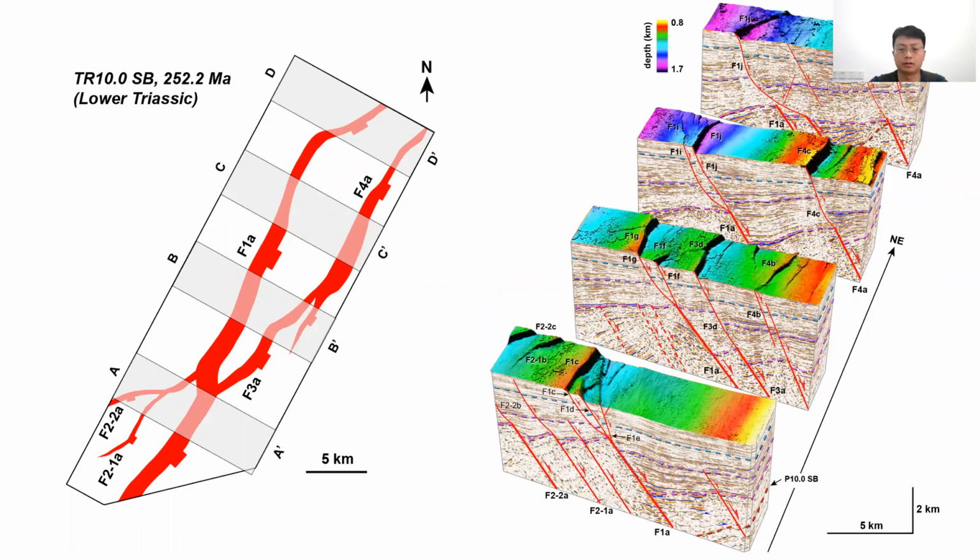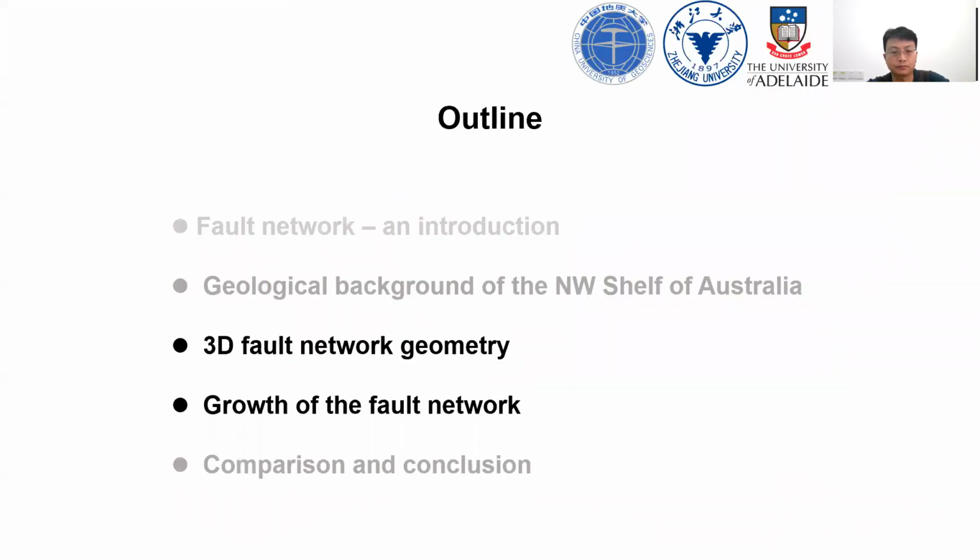Using a 3D geobody, we can see the cross section of the faults and the map view of the faults as well, and it shows the planar normal faults that bifurcate upward in the sedimentary successions, and this develops upward into a complex fault zone that we just showed in the previous slide. The next part we will show you is the 3D fault network geometry and the growth of the fault network.